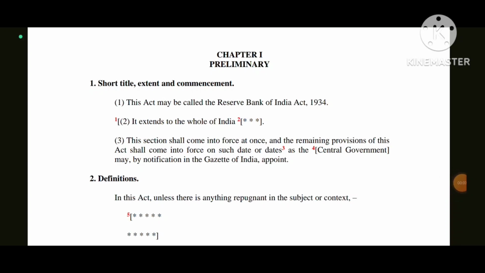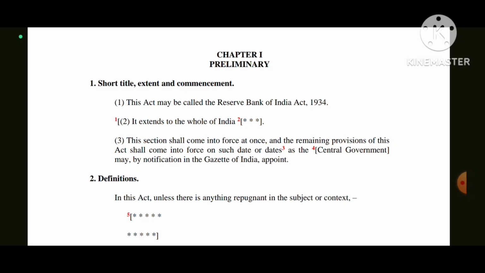Today's topic is RBI Act 1934, in which we will cover all the sections of RBI Act 1934 in detail. The PDF of this act is available on RBI's official website, or even if you just type RBI Act 1934 PDF on Google Chrome, you can get the PDF from there also. But still, I would recommend downloading it from RBI's official website only, since this act undergoes various amendments, so it is better to download it from the RBI's official website only.